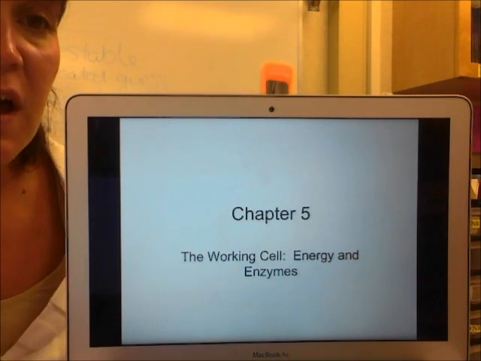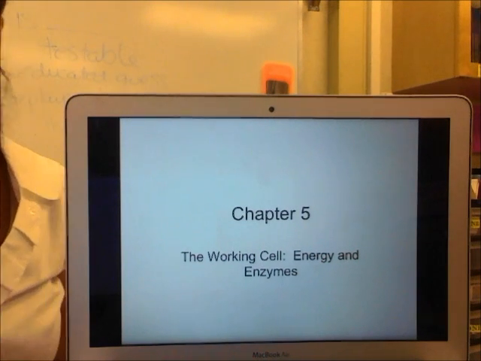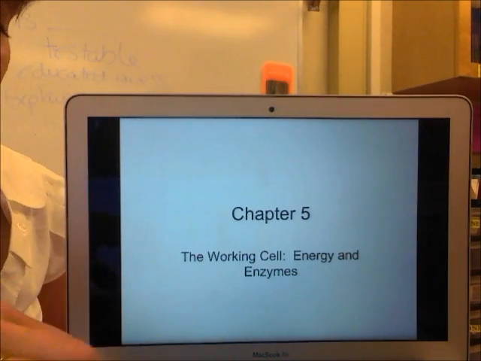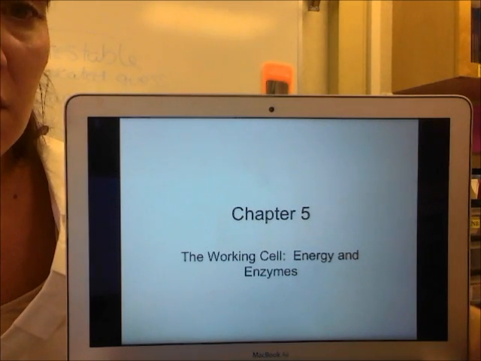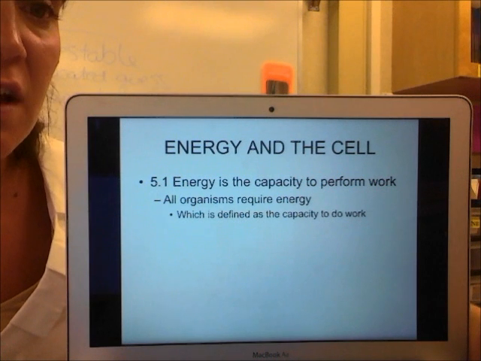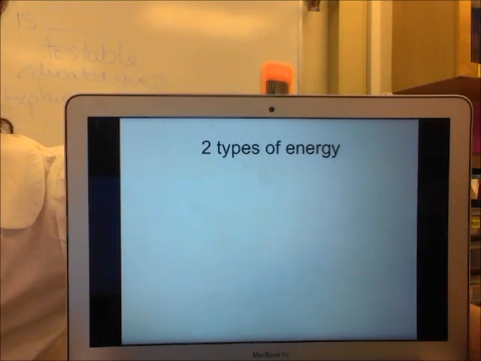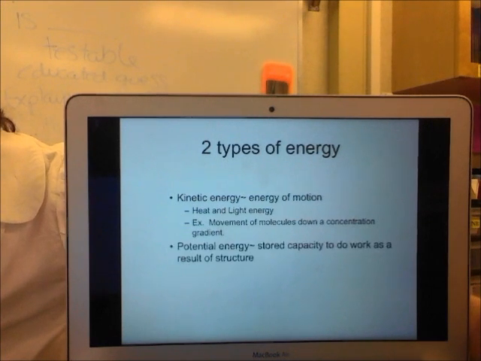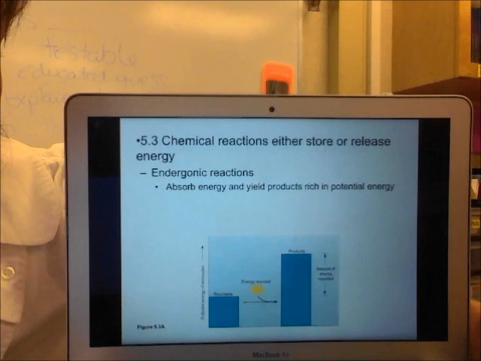Okay, so chapter 5, we are now working on energy and enzymes, specifically enzymes in this chapter. If we look at what we've already covered, we've already talked about fireflies and how the energy for the cell to do work. We have talked about energy is the ability to do work. There's two types of energy, kinetic and potential.